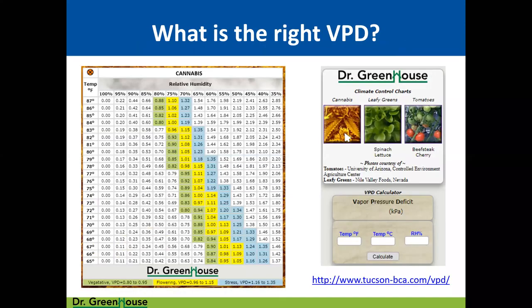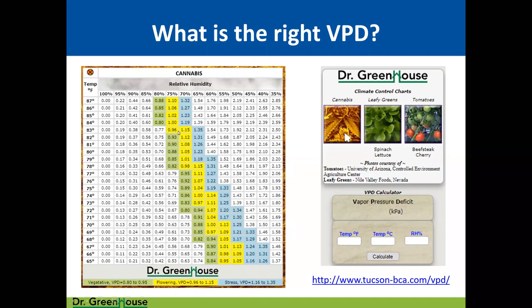So what is the right VPD, right? That's what everybody wants to know probably. And on our website, we have a little calculator for cannabis, leafy greens, and tomatoes. Leafy greens and tomatoes, this is published research. We've just put it together into charts like this. You can also calculate your vapor pressure deficit based on the temperature and relative humidity that you are growing at or targeting to see where you are on this chart. Every chart for each of these crops looks a little different.